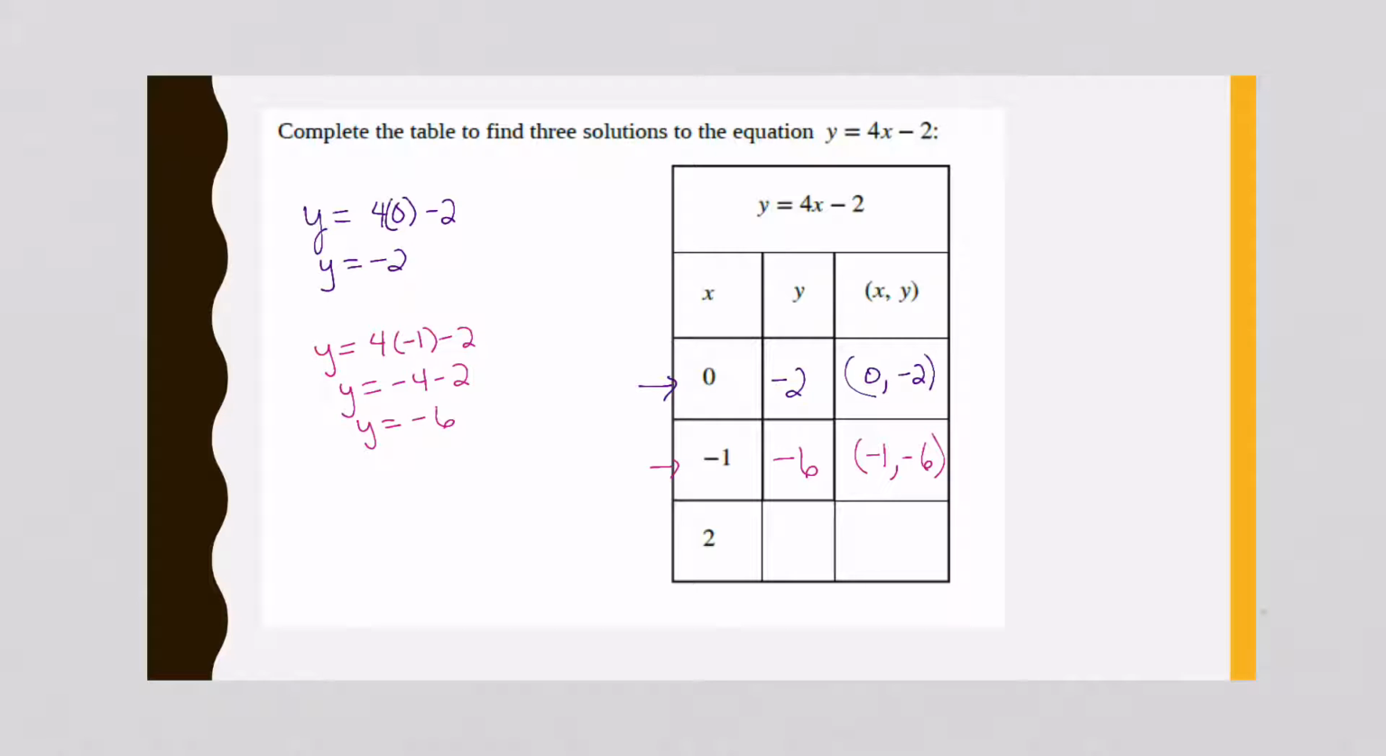Okay, so now I'm going to try the last one. So y is equal to 4 times 2 minus 2. Y is equal to 8 minus 2. So y is equal to 6. So I have an ordered pair at 2, 6.